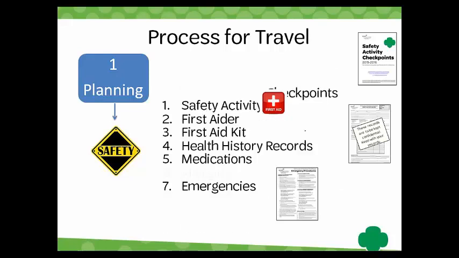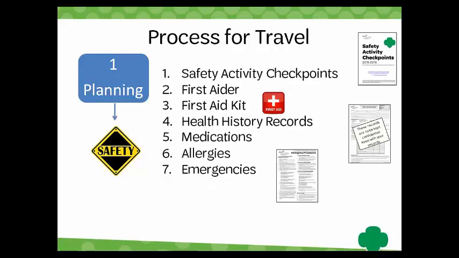Allergies is next. You want to make sure that we are aware of their allergies, and we're helping the girls to be self-aware of their allergies as well. That information is asked on the health history record. And then emergencies is number 7. So if an accident occurs, are we prepared to handle that, right? That's something we should always ask ourselves.